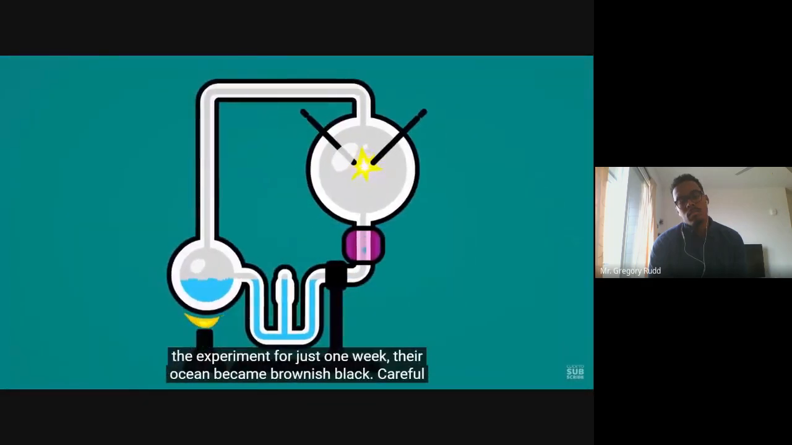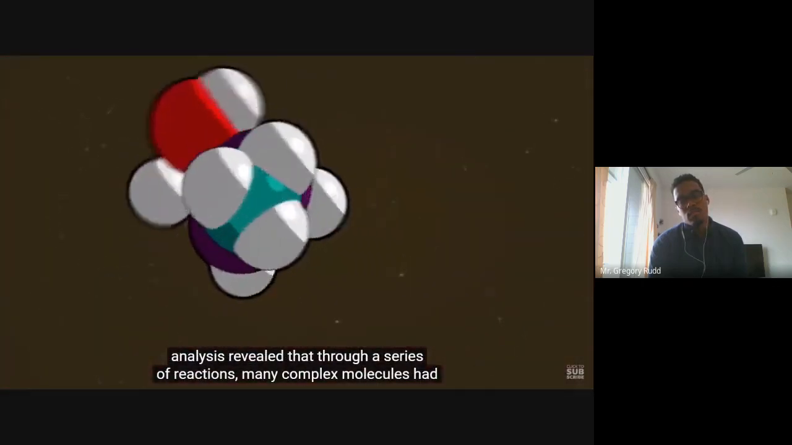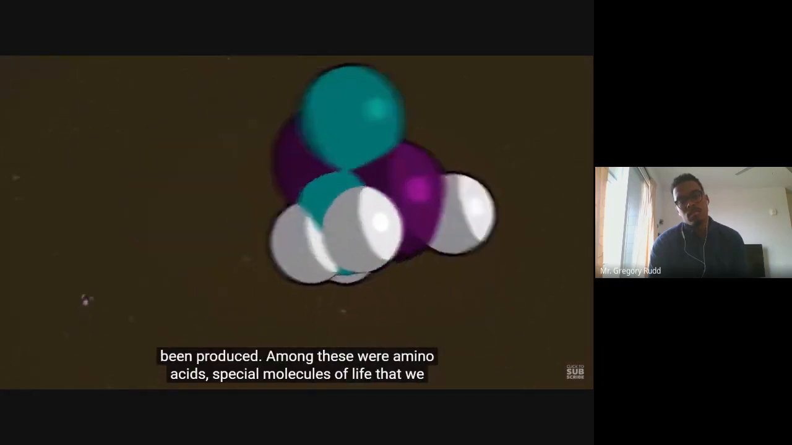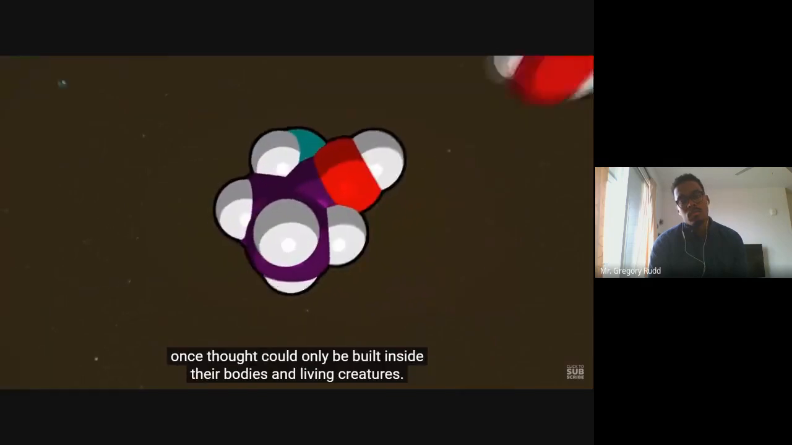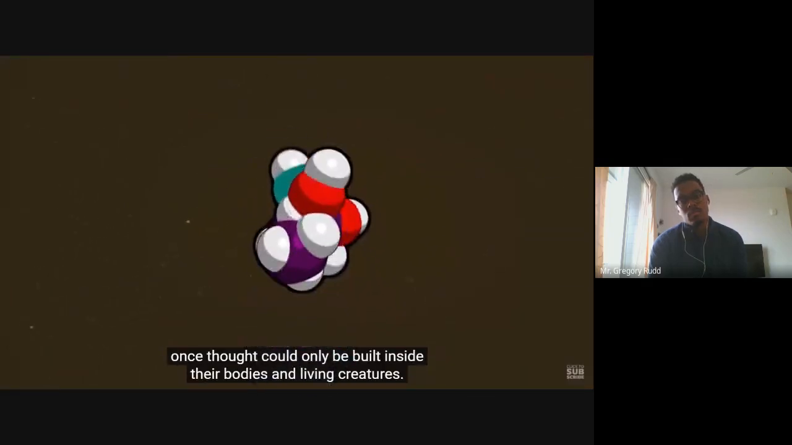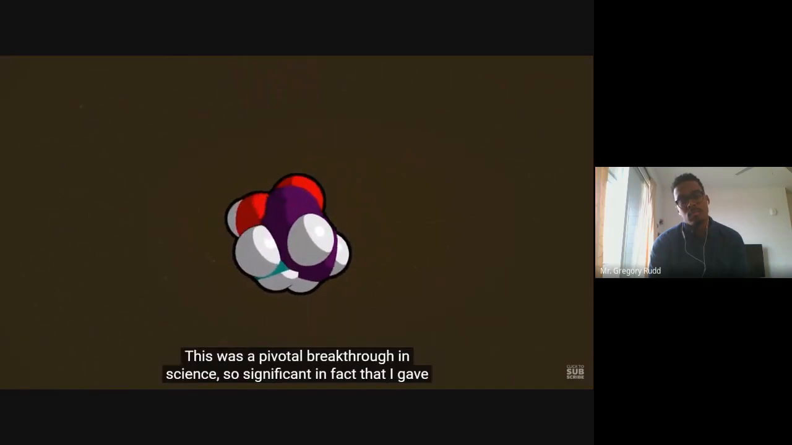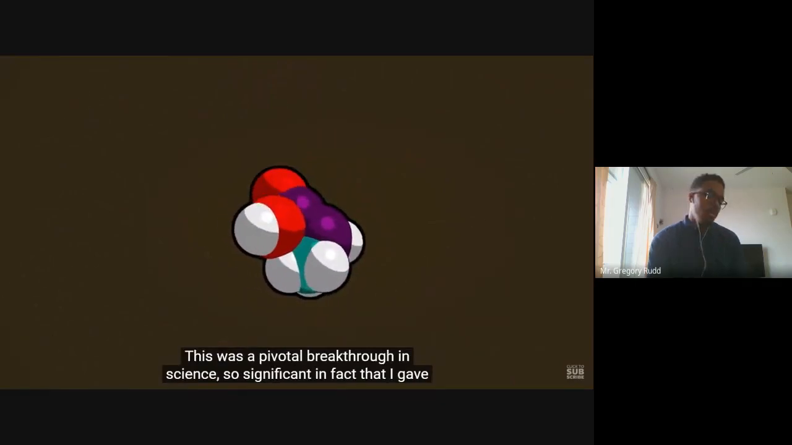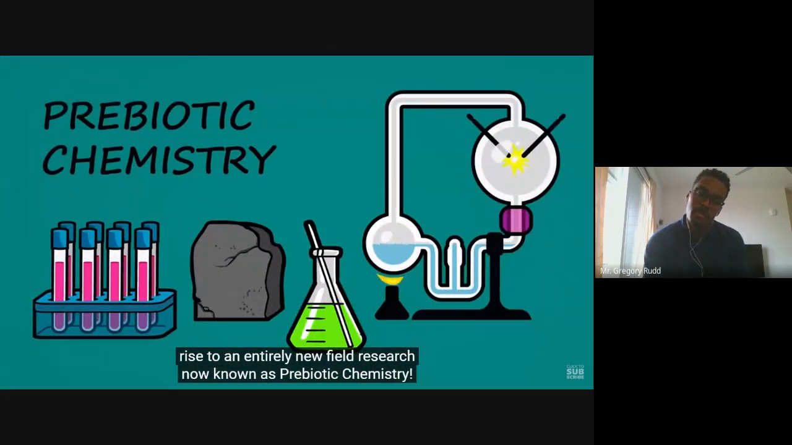After running the experiment for just 1 week, their ocean became brownish black. Careful analysis revealed that through a series of reactions, many complex molecules had been produced. Among these were amino acids, special molecules of life that we once thought could only be built inside the bodies of living creatures. This was a pivotal breakthrough in science. So significant, in fact, that it gave rise to an entirely new field of research now known as prebiotic chemistry.